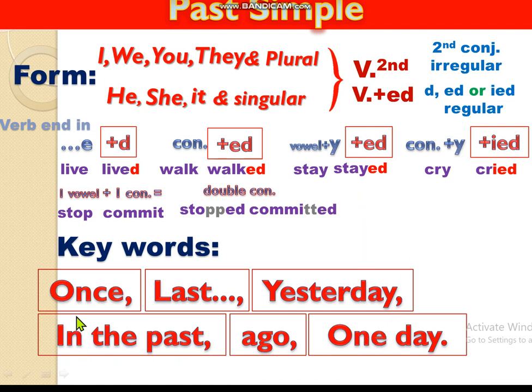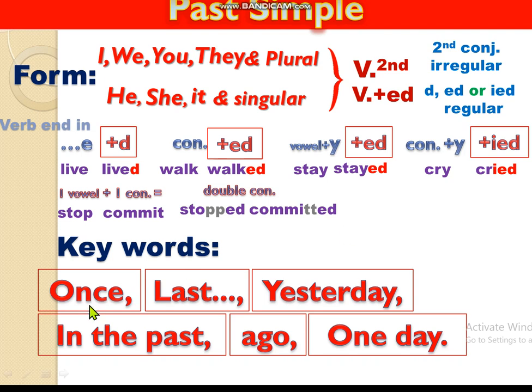Well, I want to draw your attention to something else also. Once. Well, we use that with the present simple, but when it was once a week, once each year, once a month. But here in this example, this once means one time, one day in the past, not once every year or once every week.